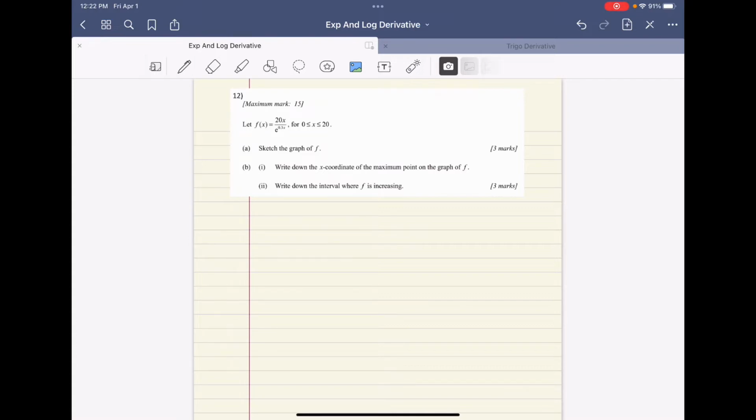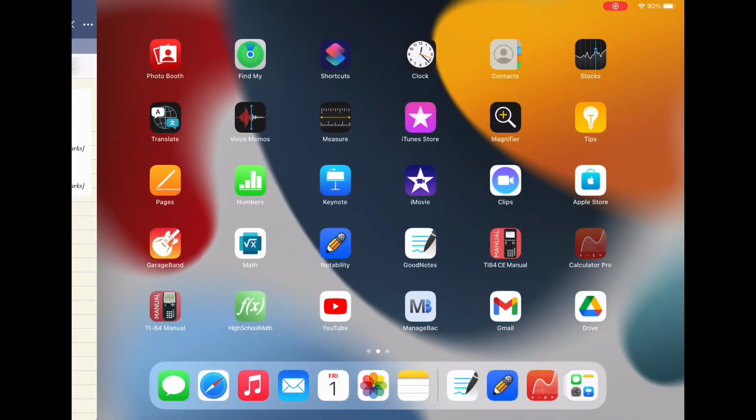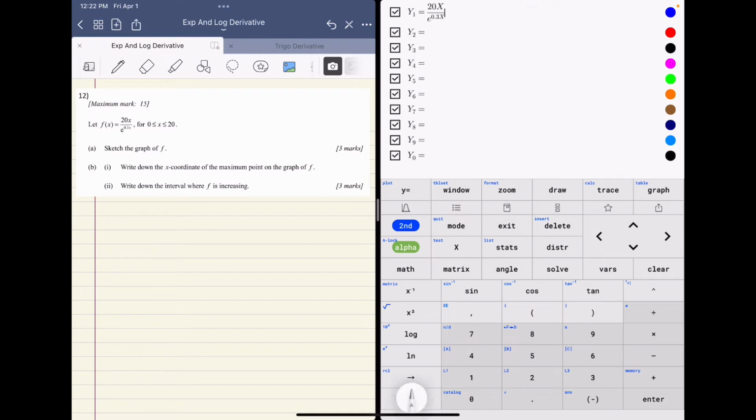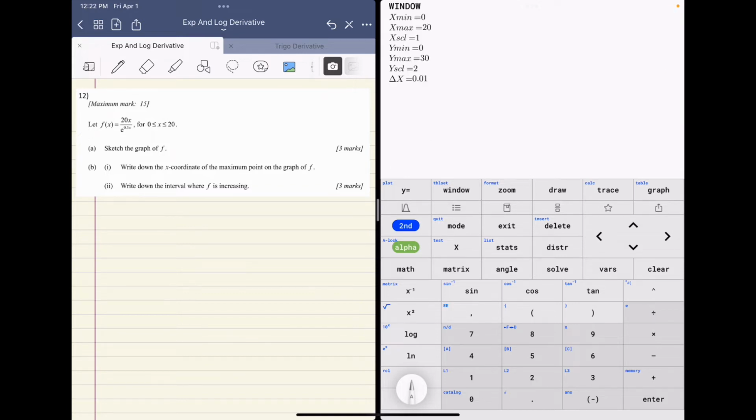Okay, so we will use directly the calculator for this one. You can see the same function is typed: 20x over e raised to 0.3x. Now to check whether the window is correct or not, I am using this window. X minima is 0, which is given here. X maxima is 20. I was not sure about what the y minima and y maxima are.